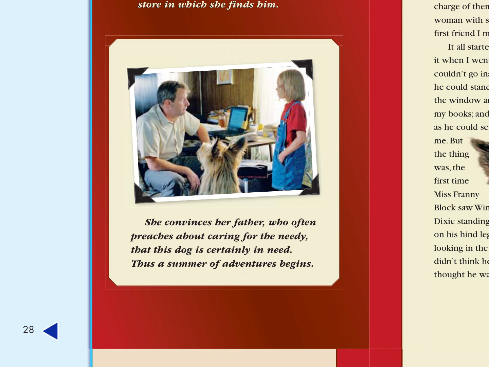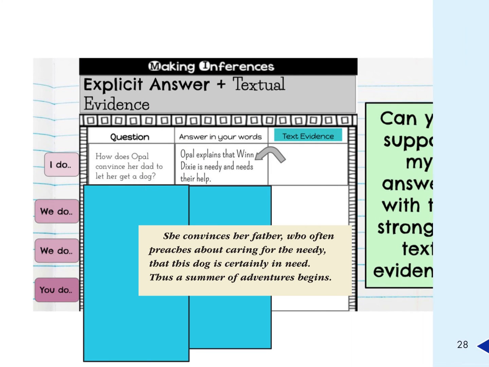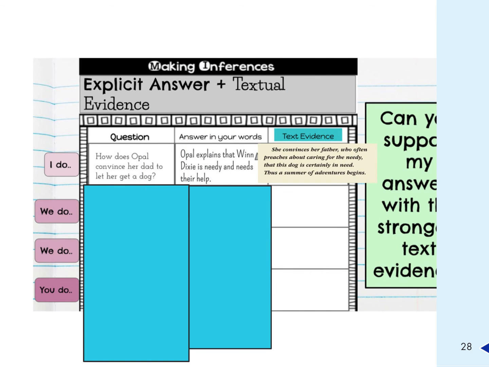So now I see right under the picture evidence to prove my answer. She explains to her father, well, you're always preaching about how we should take care of the needy. Winn-Dixie is needy too. So let's do what you say we should do and let's take care of Winn-Dixie. I'm going to take this word for word from the passage, and I need that as my text evidence. Now, when I'm writing text evidence, to prove that my ideas come from the text, I'm going to put quotation marks around them. So take a moment to look at my ideas. I have supported them with the best answers.